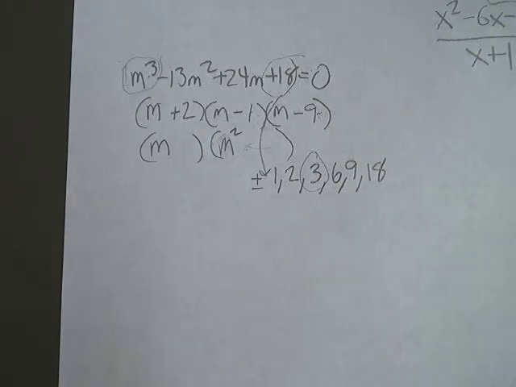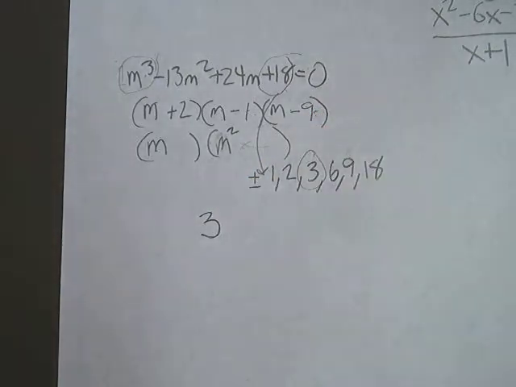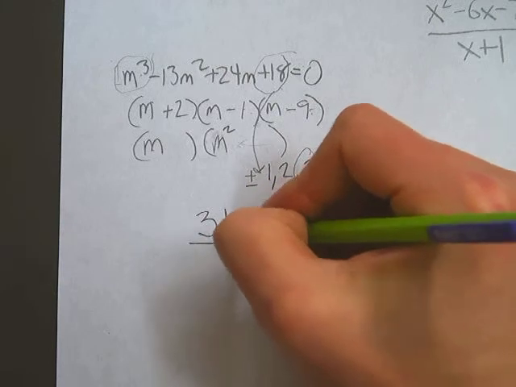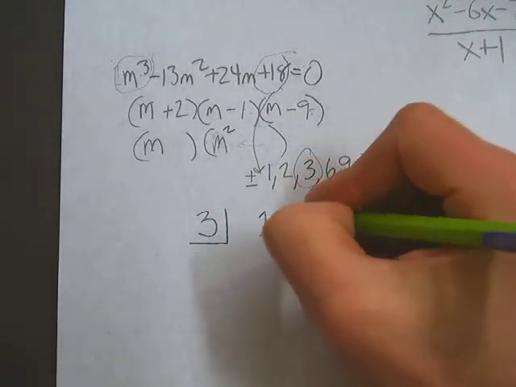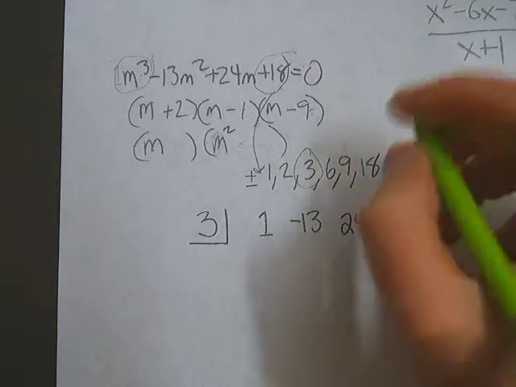I'm going to do synthetic division just because it's a bit faster. So 3, by any chance do you go into this term? So 1, -13, 24, 18.